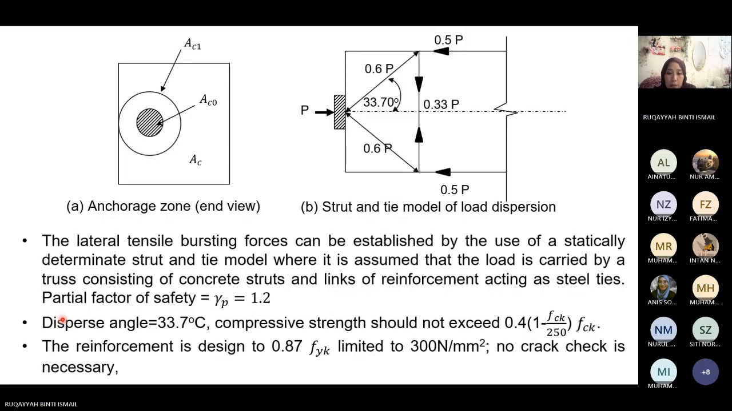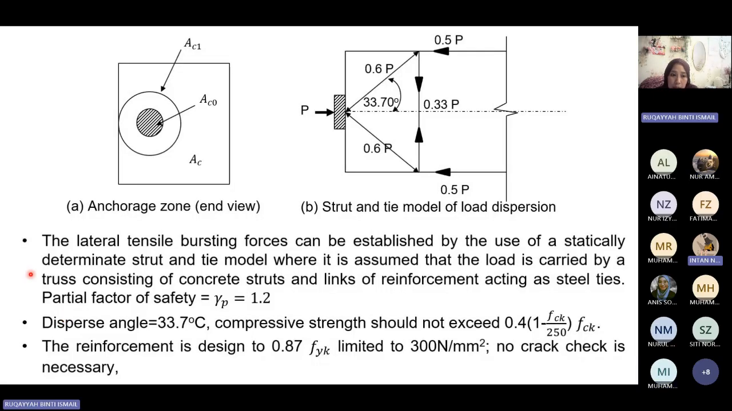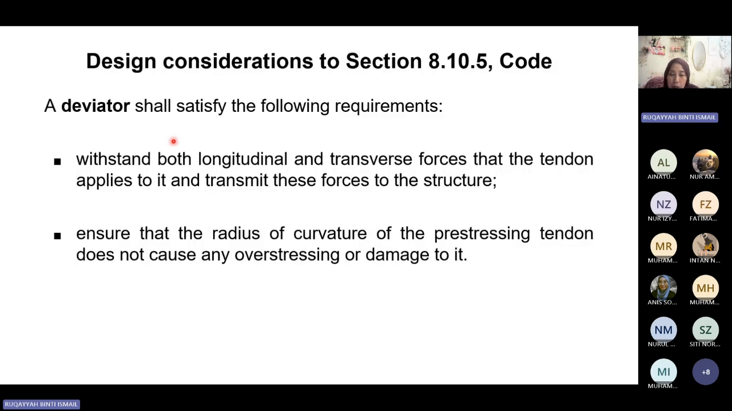Okay, is everyone clear? Yes, doctor. Okay, no problem. Later we will look into the example so that you can have a better picture.